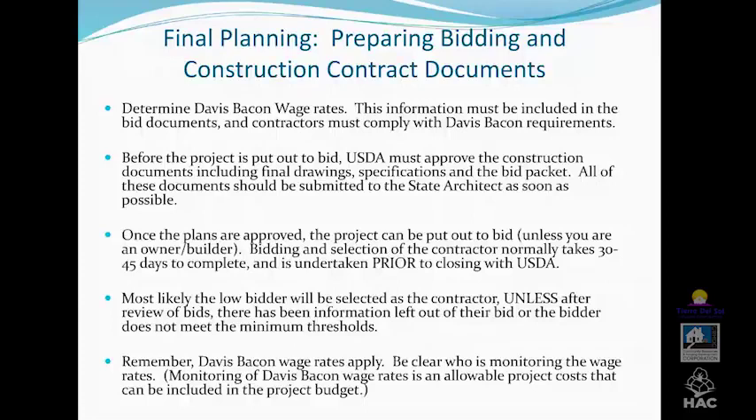Just another blurb there about Davis-Bacon: typically what's going to happen is either one of the funding sources is going to monitor Davis-Bacon, or you have a third party that's monitoring it. If you have a third party that's in there, that is an allowable cost that can be put into the budget.